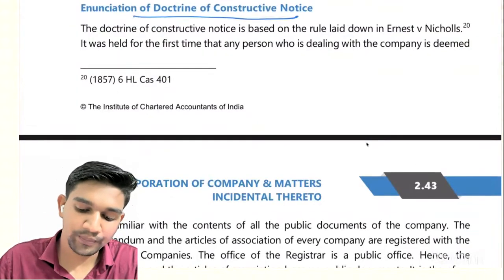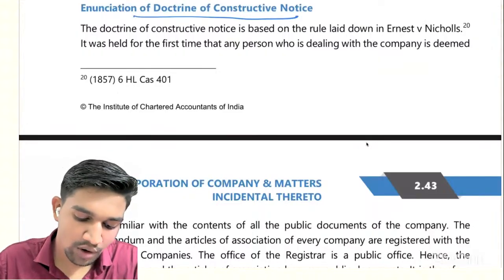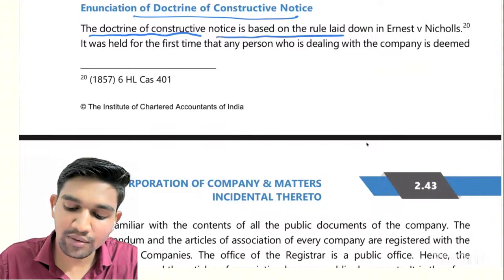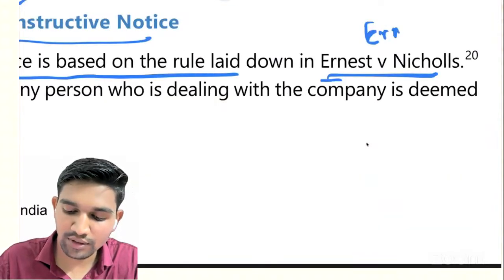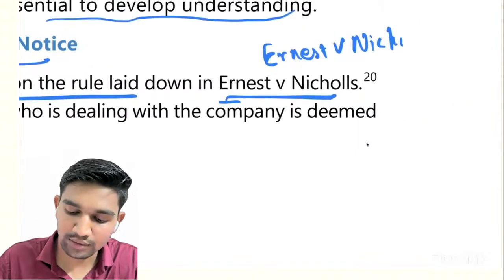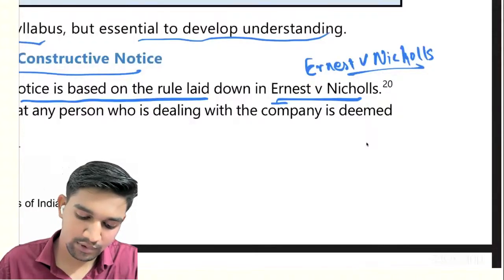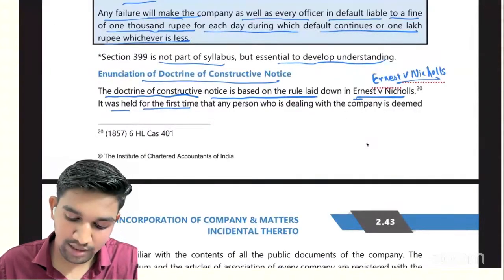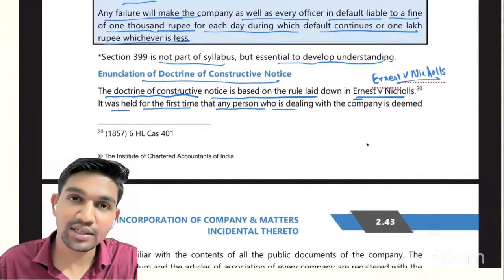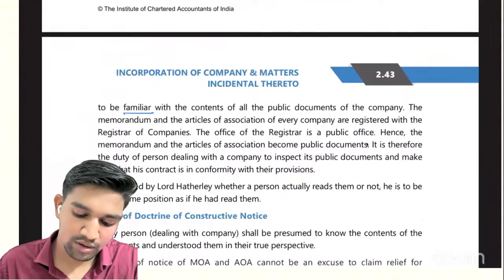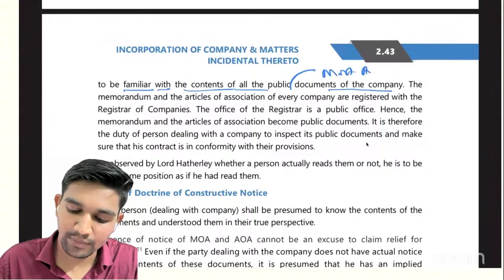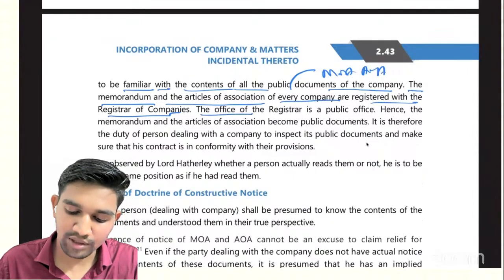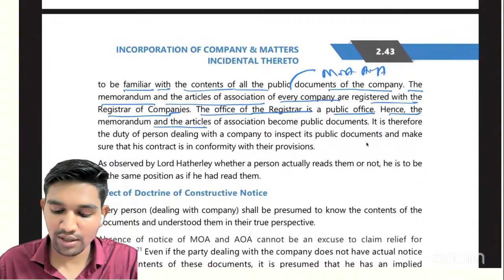Enunciation of the doctrine of constructive notice. The doctrine of constructive notice is based on the rule laid down in Ernest versus Nicholas. It was held for the first time that any person who is dealing with the company is deemed to be familiar with or aware of the contents of all the public documents of the company. These public documents are the MOA and AOA. The memorandum and articles of association of every company are registered with the ROC, and the office of the registrar is a public office. Hence, the MOA and AOA become public documents.